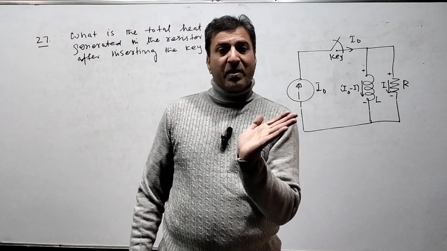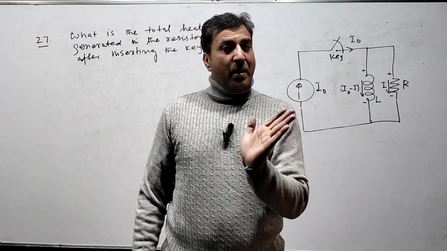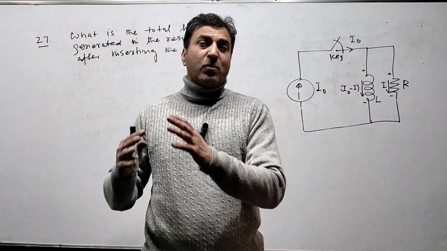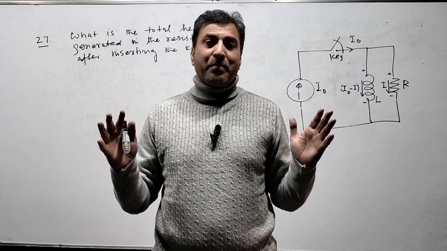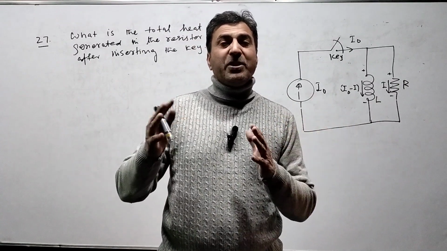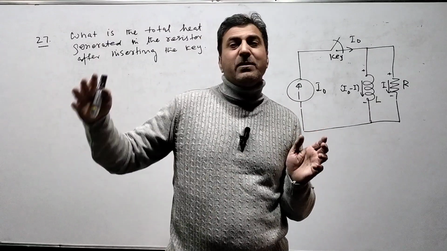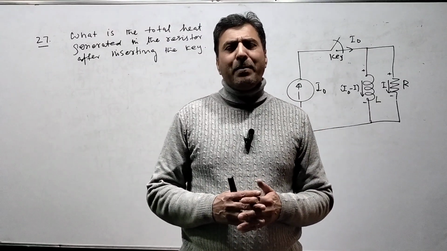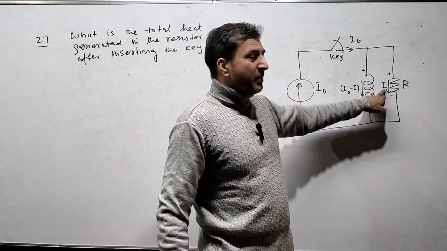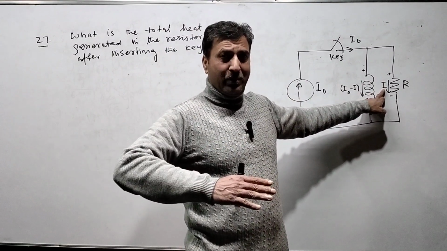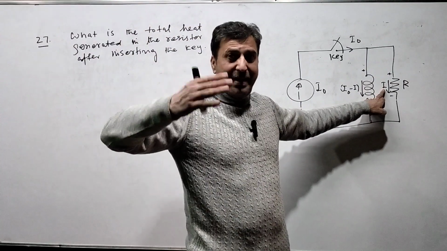At initial instant, the current through the resistance is maximum. That is this total I0. But finally, the current through the same resistor is 0. So I have to find how much heat is generated from heavy current to 0 current. Finally 0 current. Now, I want to find this I, current at any instant of time, not at t equal to 0, not at t equal to infinity, at any time.